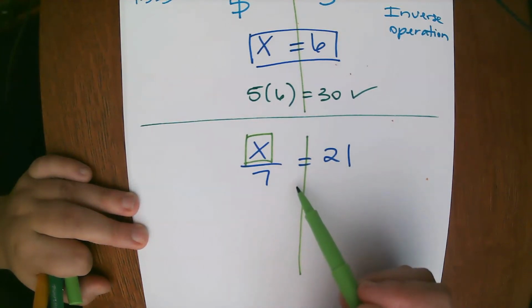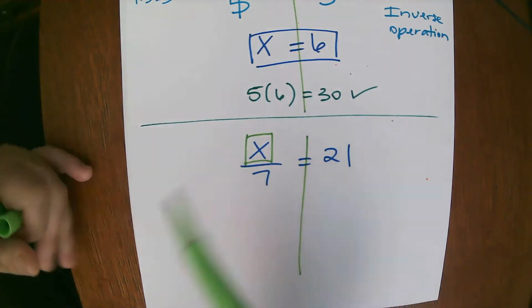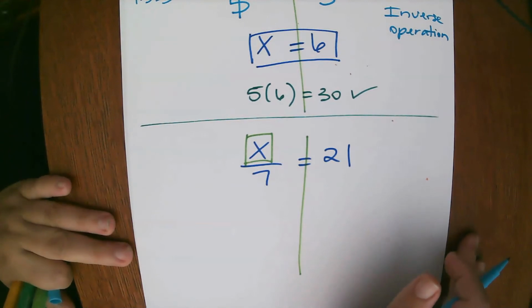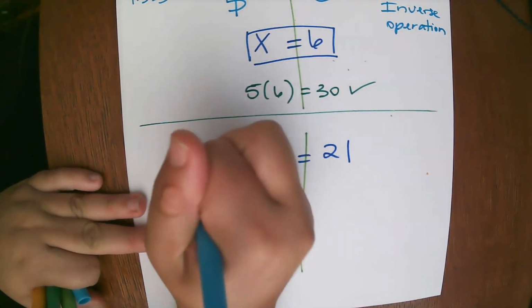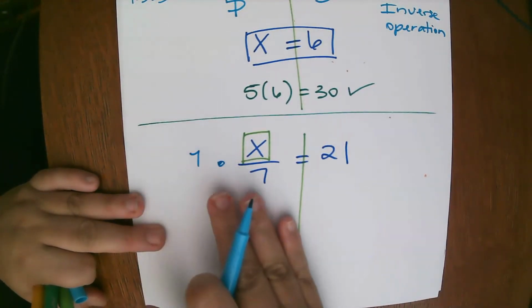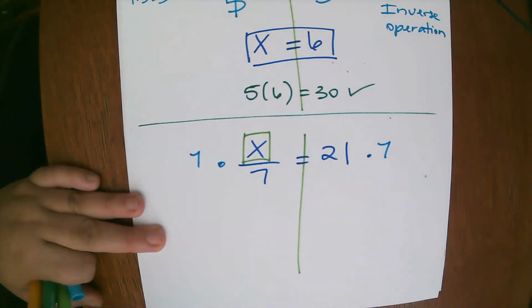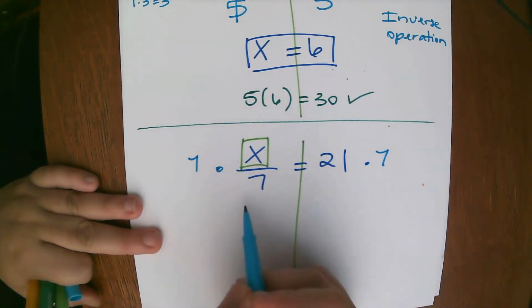All right, so we said x divided by 7 equals 21. So what's the inverse operation of x divided by 7? I'm going to let you think about that for a second. Hopefully you said multiply. The inverse operation of division is multiply. So we're going to multiply by 7. And whatever we do to one side, we're going to do to the other. So we're going to also multiply by 7 on this side.